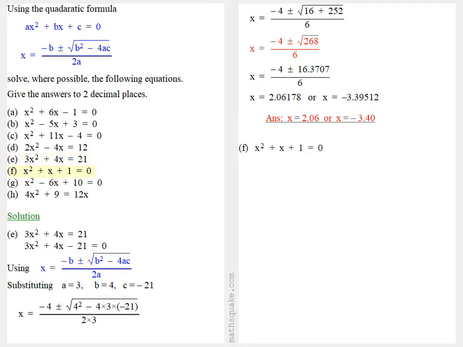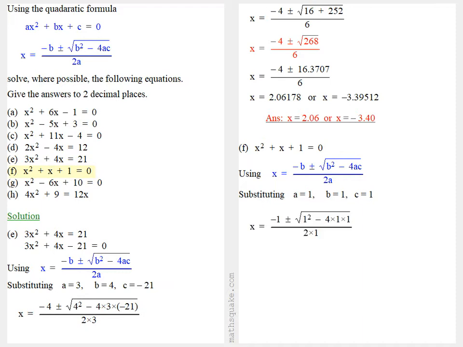In part F we have the equation x squared plus x plus 1 equals 0, and in the formula we substitute a is 1, b is 1, c is 1. Now this gives us x equals minus 1 plus or minus the square root of 1 squared minus 4 times 1 times 1 all over 2 times 1, which is minus 1 plus or minus the square root of 1 minus 4 all over 2, which is x equals minus 1 plus or minus the square root of minus 3 over 2. Now, there is no real number that is the square root of minus 3. So that means there is no real solution for the equation.